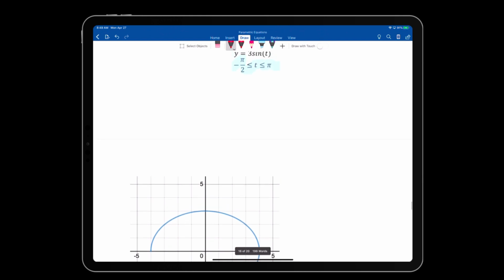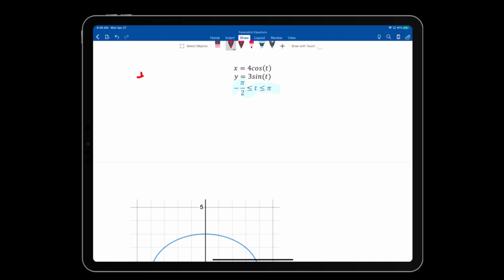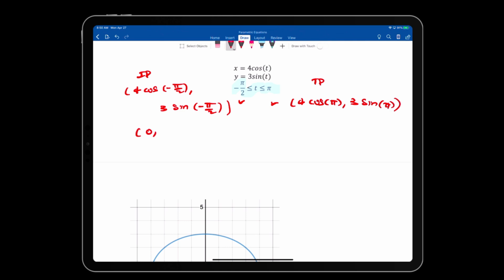So if you ask, how do I find the initial point again? Use your definition of initial point. 4 cosine negative pi over 2, 3 sine negative pi over 2. Terminal point: 4 cosine pi, 3 sine pi. So you can find these terminal points, initial point, and the orientation. Cosine, what is that, 90 degrees? Anybody know what cosine of negative 90 degrees is? I know cosine 90 degrees is 0. I think this is 0 here. So this will be 0. And then sine of negative 90 degrees, that should be 0, negative 3.